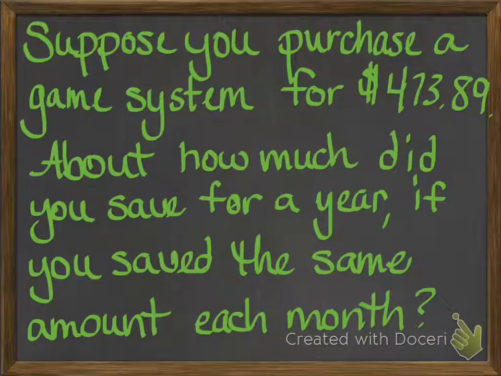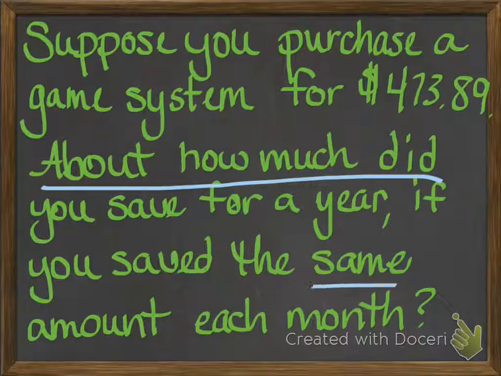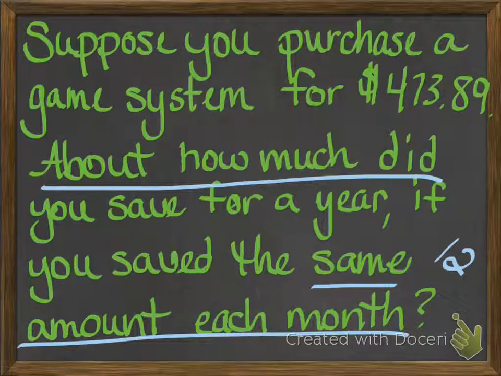Suppose you purchase a game system for $473.89. About how much did you save for a year if you saved the same amount each month? It's asking us how much you saved the same amount each month. There are 12 months in a year, so how much would it be for just 1 month? That's the question it's asking us.